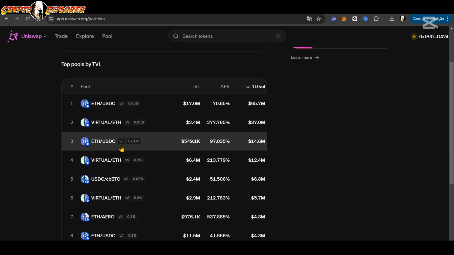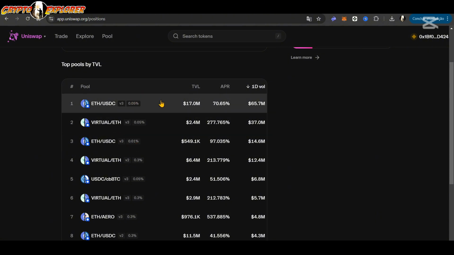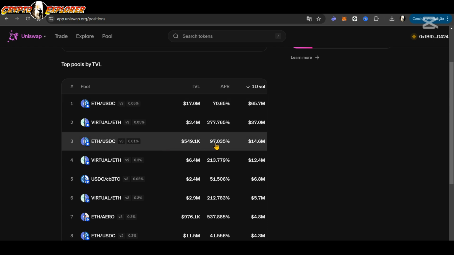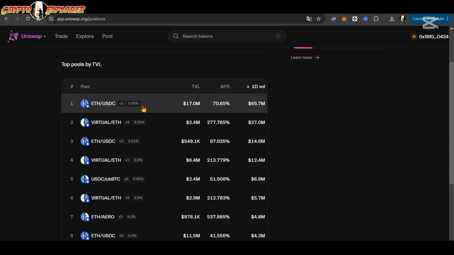Now, another aspect about these pools: you see this is again a V3 pool, but the fee tier here is 0.01%. So in order for this pool to make up for the same amount of APR as this one, right now the APR is even higher. But that's because there's a lower amount of TVL here. So in order for you to determine which is the best pool, in my experience, this works out really good. Over time, it performs really well.